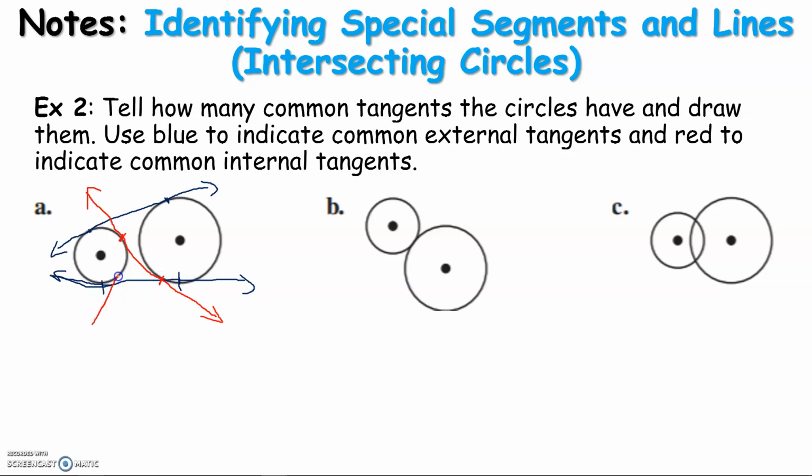And similarly, we can draw one the other direction. Now note these lines should be straight. It's just difficult to draw these straight by hand, but they touch once and once. We have a total of 2 internal and 2 external for 4 common tangents.